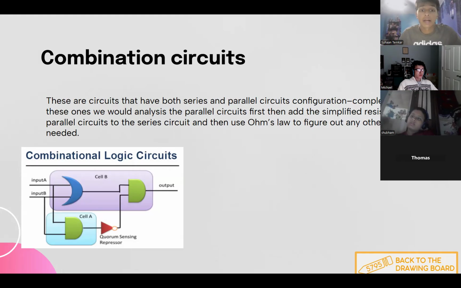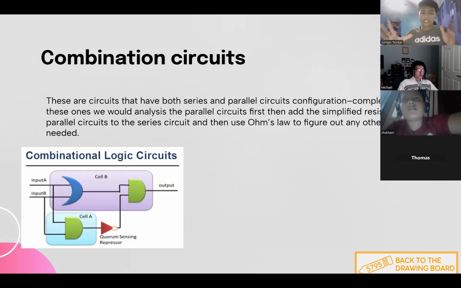For these ones, we would analyze the parallel circuits first, then add the simplified resistance of the parallel circuits to the series circuits, and then use Ohm's law, which Michael talked about earlier, to figure out any other math needed. So what this combination circuit is, it's basically adding a bunch of things that we learned before, right?